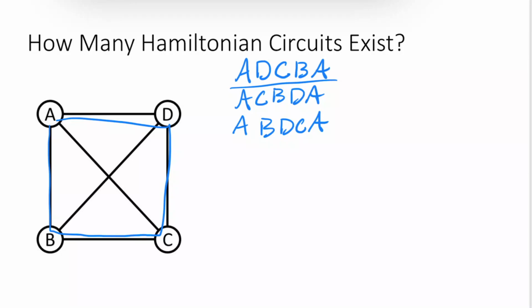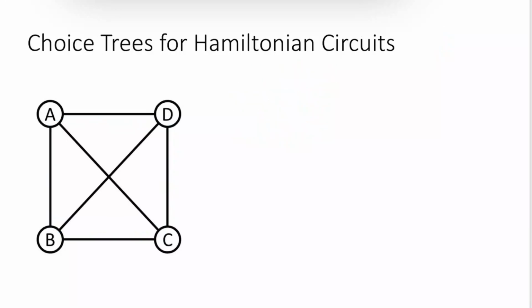So the question asks how many Hamiltonian circuits exist, and the answer is that there are 3. And there is an easier way to figure out all of the possible Hamiltonian circuits without having to just draw them out and figure them out. That method is called a choice tree.